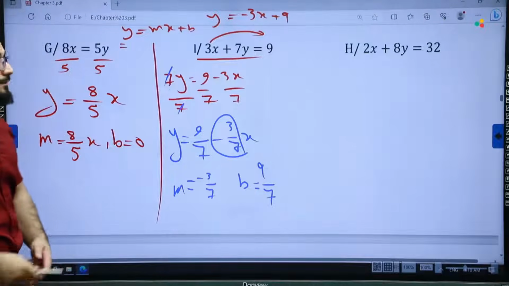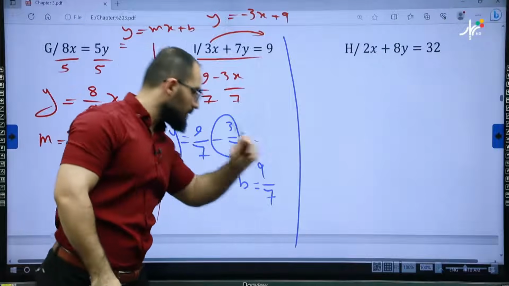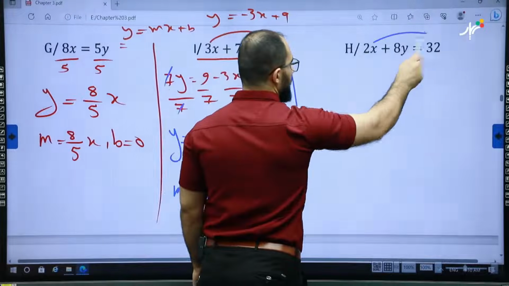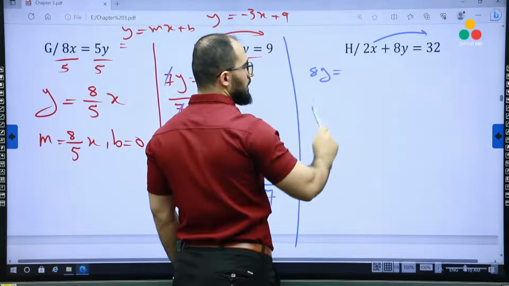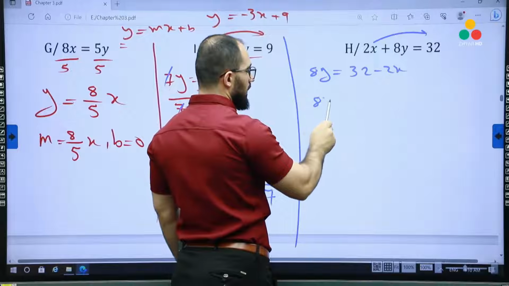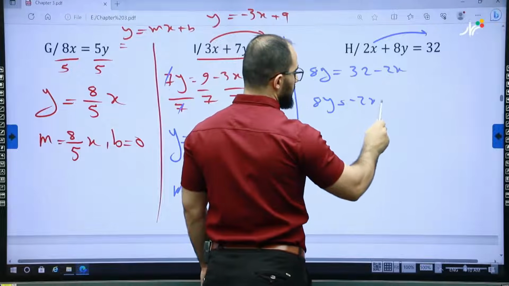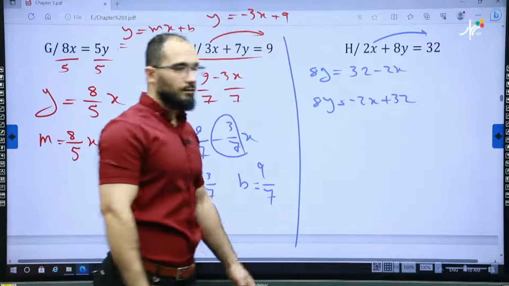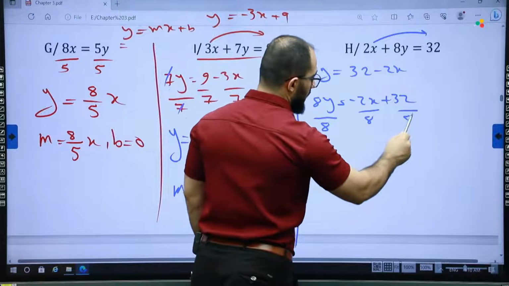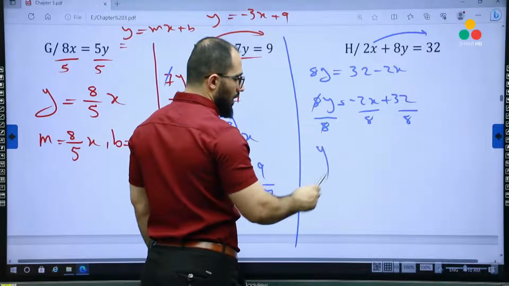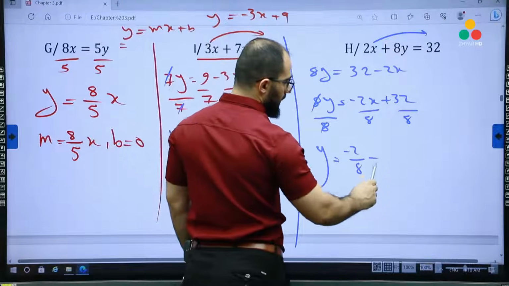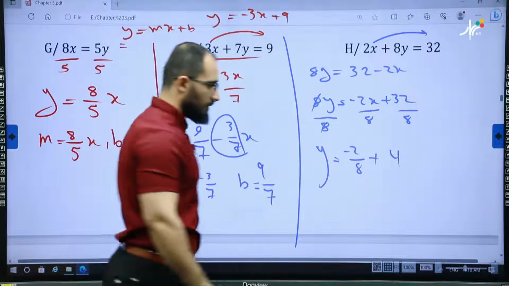So the m, be careful, the m is equal negative 3 over 7, and also b is equal 9 over 7. The last example, we have 2x plus 8y is equal 32. Make the y alone, move 2x to the other side. 8y is equal 32 minus 2x. Or you can write 8y is equal negative 2x plus 32. Both of them are correct. So divide both sides by 8. 8 and 8 cancel. Y is equal negative 2 over 8x plus 32 divided by 8, it's going to be 4.